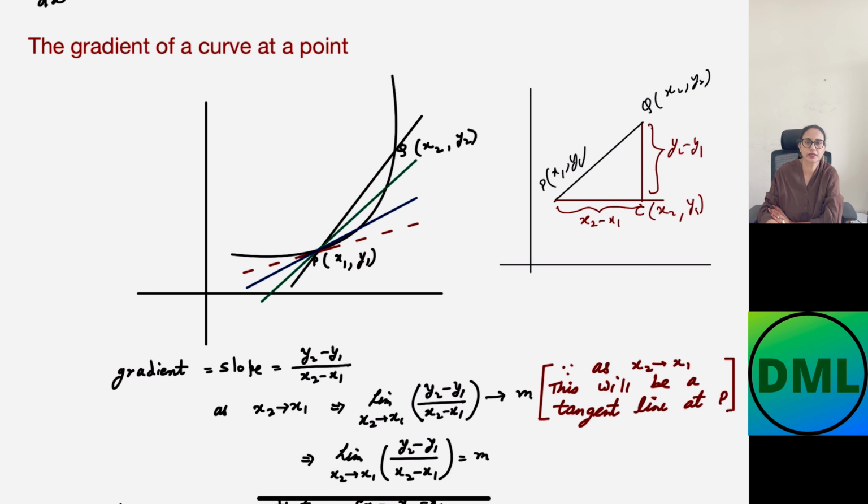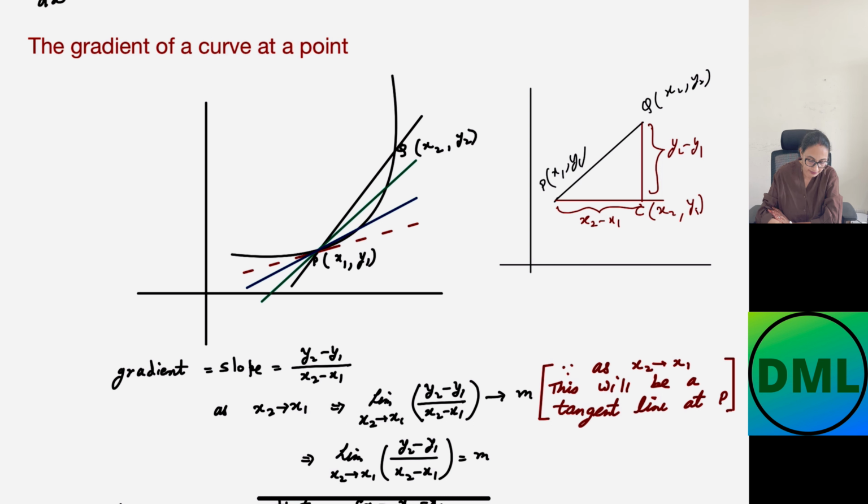So the slope of the line is given by change in y over change in x. Change in y is y2 minus y1 and change in x is x2 minus x1. So that's why, if we have 2 points, we can write down the slope as (y2 minus y1) over (x2 minus x1). Now, as we say that x2 tends to x1, what is the meaning of that?